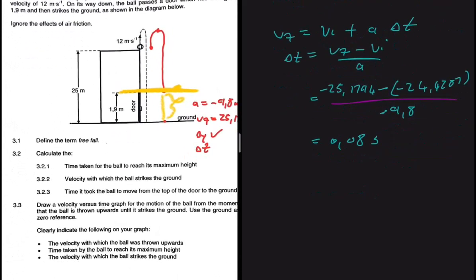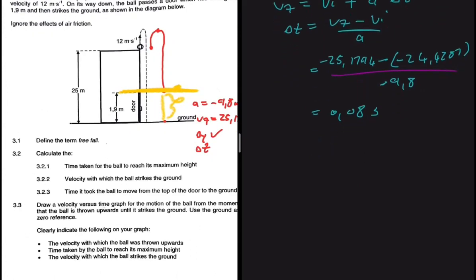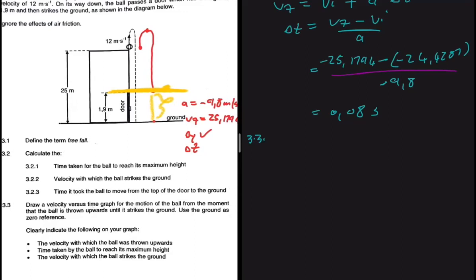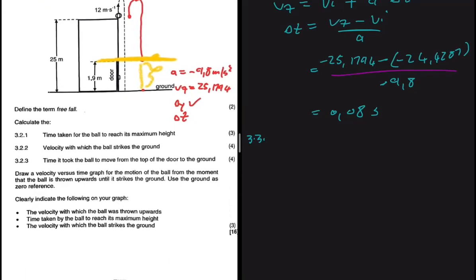Obviously there are other ways you can use to solve that problem, but yeah, I'm deciding to go with that one. 3.3, the last question. What does 3.3 say in here? So here we have: let's draw a velocity time graph for the motion of the ball from the moment that the ball is thrown upwards until it strikes the ground. Use the ground as 0 reference. Clearly indicate the following on your graph.